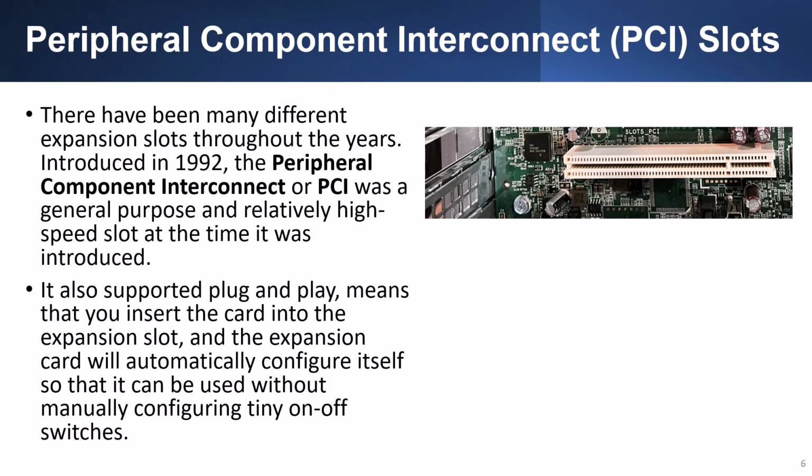There have been many different expansion slots throughout the years. Introduced in 1992, the Peripheral Component Interconnect, or PCI, was a general purpose and relatively high-speed slot at the time it was introduced. It also supported plug and play, which means that you can insert the card into the expansion slot, and the expansion card will automatically configure itself so it can be used without manually configuring tiny on-off switches.